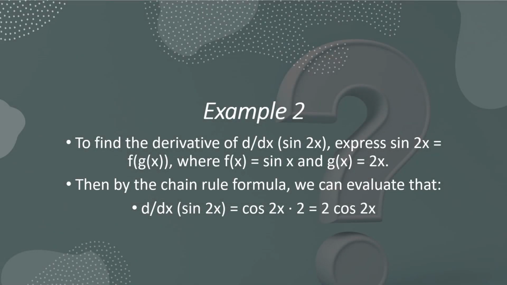Let's take a look at the second example. This one will not be described as thoroughly as the first one, since most of these processes are done by yourselves now. To find the derivative d over dx of sine 2x, express sine 2x equals f of g of x, where f of x equals sine x and g of x equals 2x. Then, by the chain rule formula, d over dx of sine 2x equals cosine 2x times 2. So the result is 2 cosine 2x.